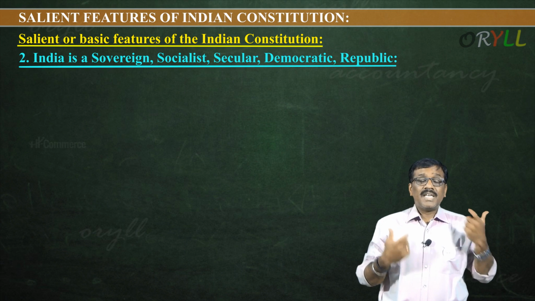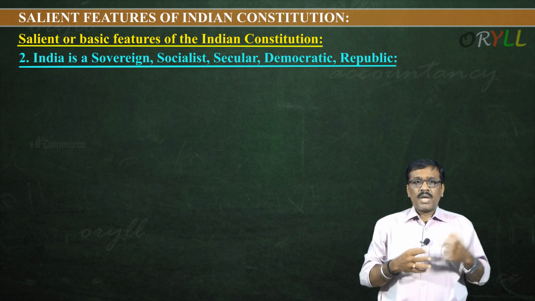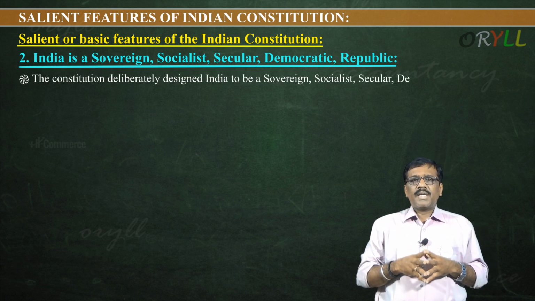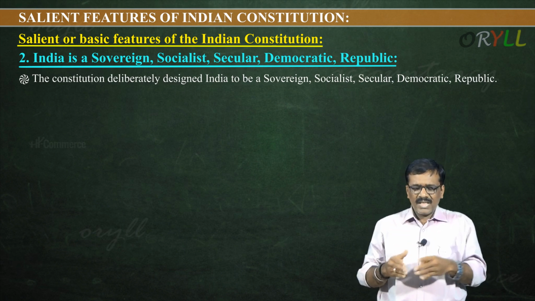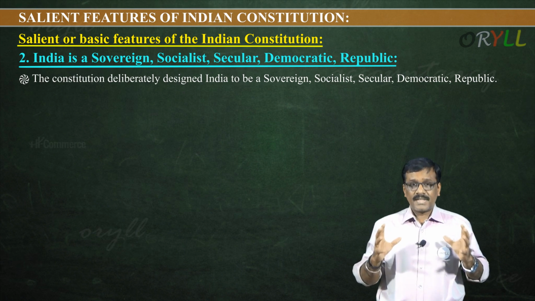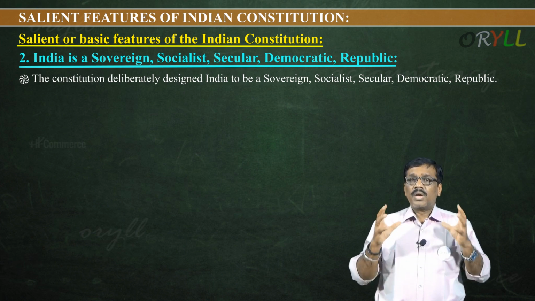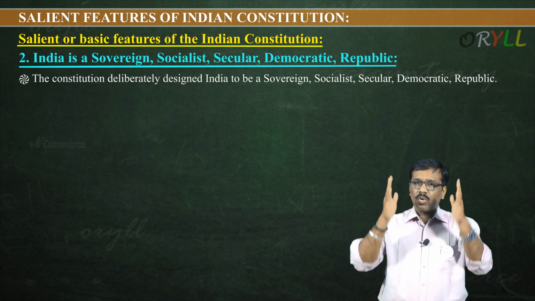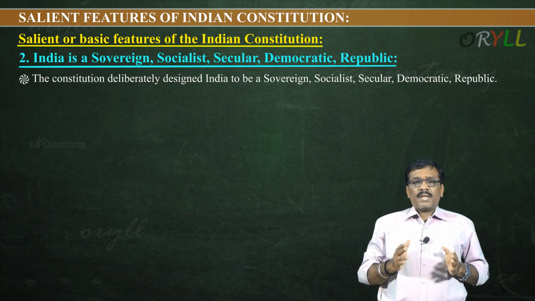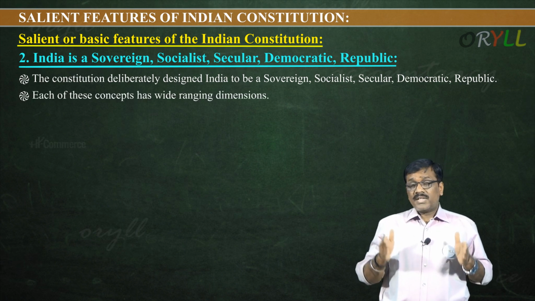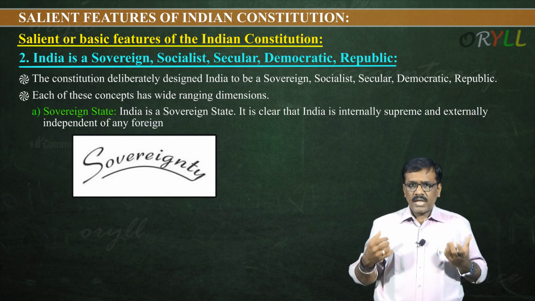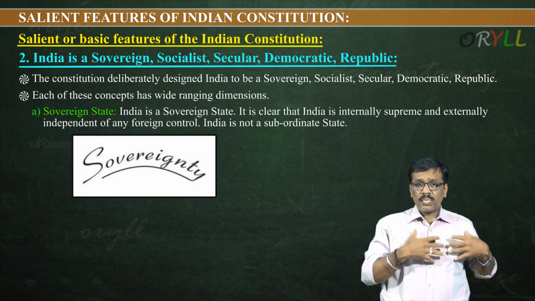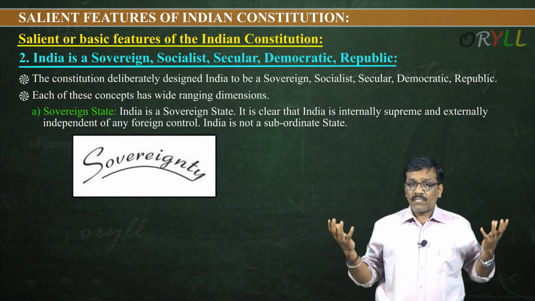So let me tell you what these keywords say. The constitution deliberately designed India to be a sovereign, socialist, secular, democratic and republic. These are the political ideals which a country follows and will follow in future as well. Each of these concepts has wide-ranging dimensions. Sovereign state. See, India is a sovereign state. It is clear that India is internally supreme and externally independent of any foreign control.